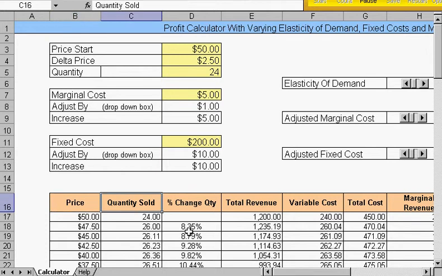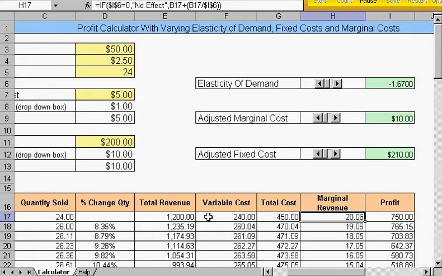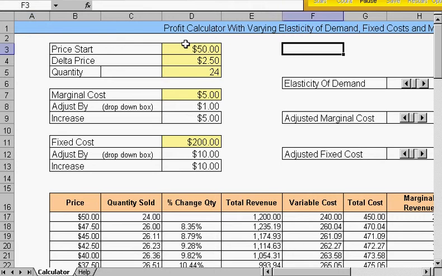Moving down the rest of the spreadsheet here: price, quantity sold, percent change in quantity, total revenue, which is the price times quantity sold, variable cost, which is the marginal cost multiplied by quantity sold. Total cost is the variable cost plus the fixed cost. Marginal revenue is the difference from selling one additional unit. And our profit is the total revenue minus total cost.